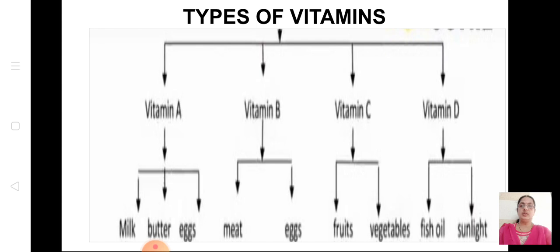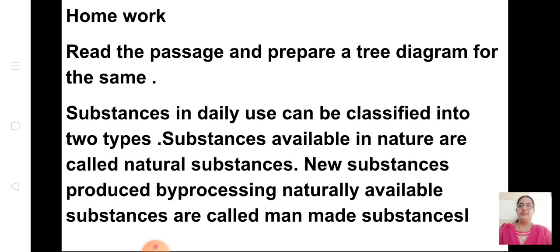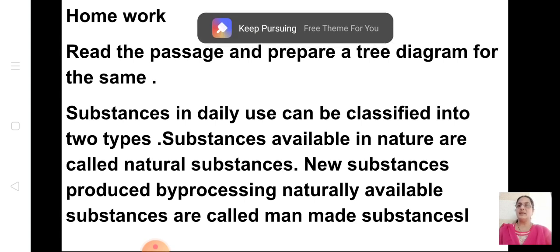Shall we do one more? Shall I give one more? From your textbook only I have given. From your science textbook. You have to write it in your homework notebook or any rough book and maintain this. Read the passage and prepare a tree diagram for the same.